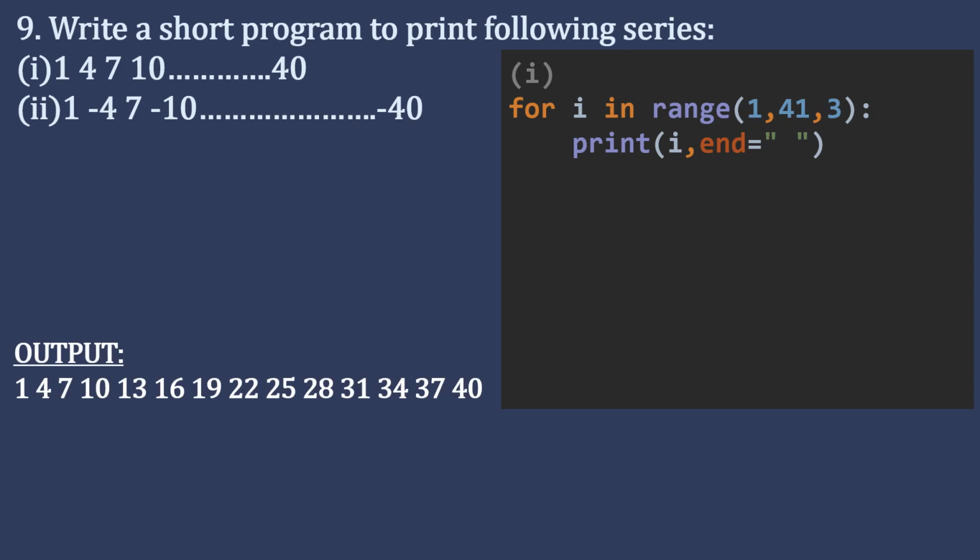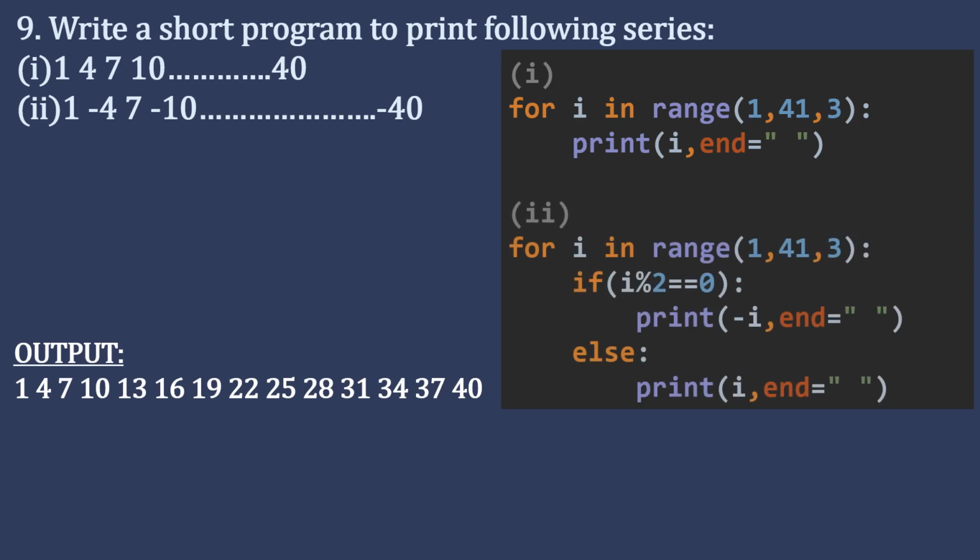And the next series is 1, minus 4, then 7, minus 10, like this. As you can see in this series, all the even numbers are negative and the odd numbers are positive. That means, as in the previous series, i will be in range from 1 to 41 with a step value of 3. But here it has to check whether i is even or odd. If it is an even number, then you just print minus i. Or else if it is an odd number, then you just print i.